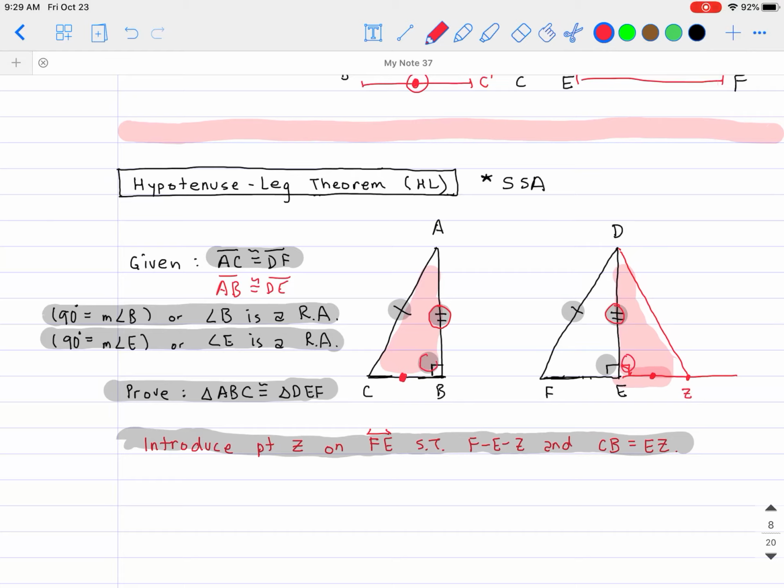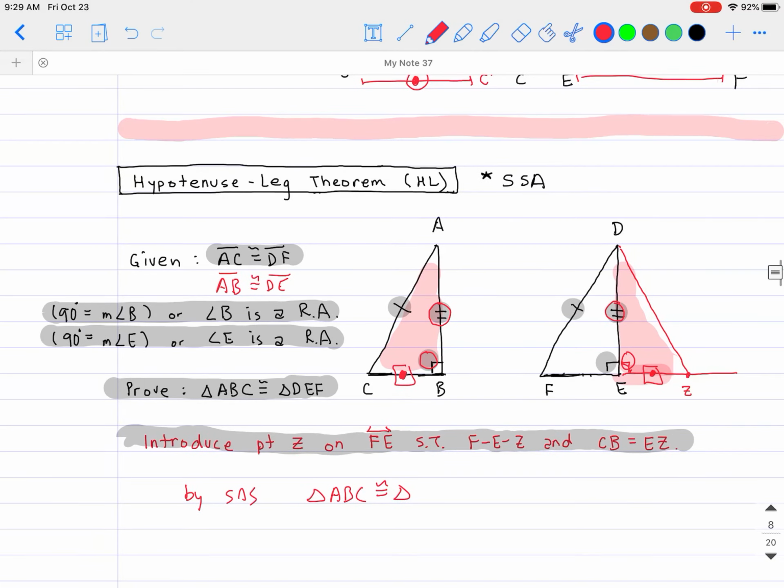I do believe that they are congruent to each other by SAS, because if you notice, they share the side right here, and then we share the angle right here, and then we share the side right here. So by SAS, we can say that triangle ABC is congruent to triangle DEZ.